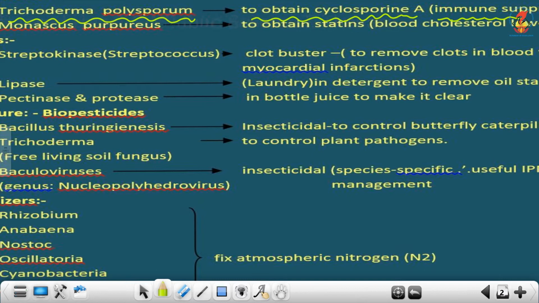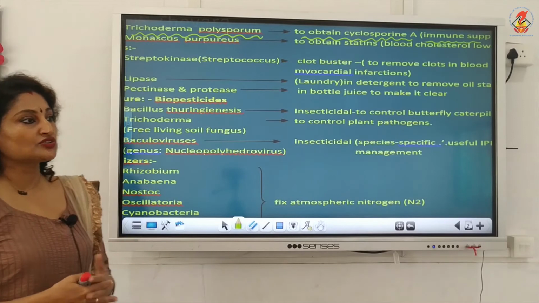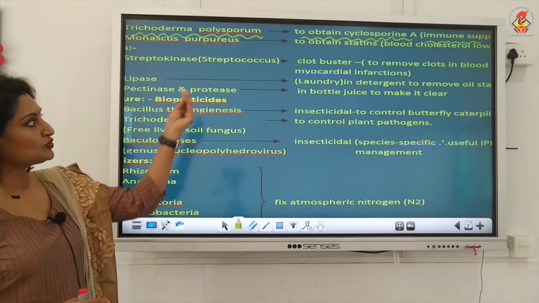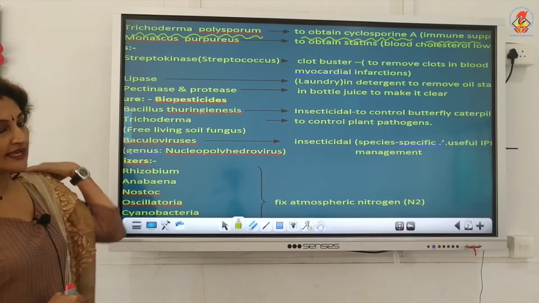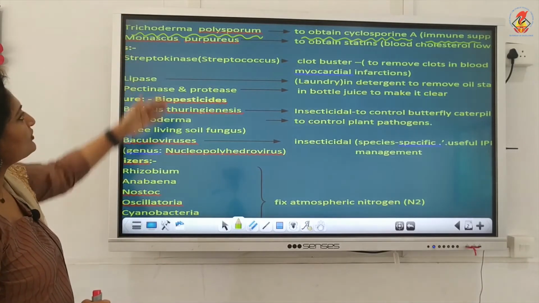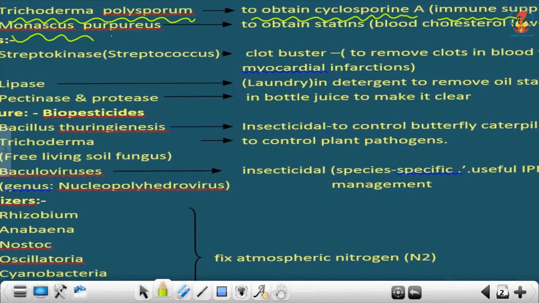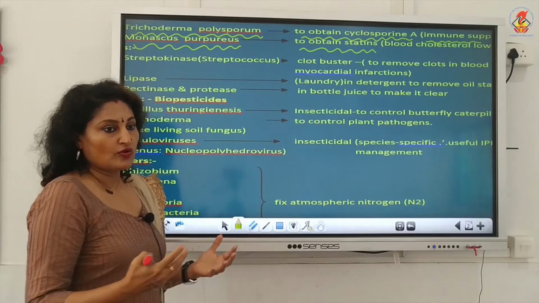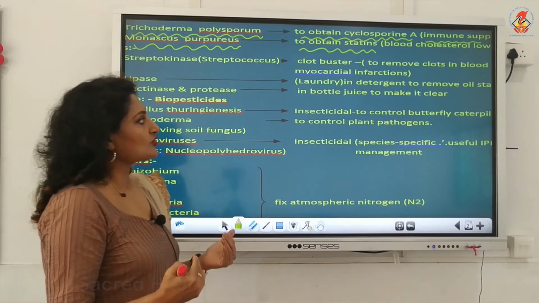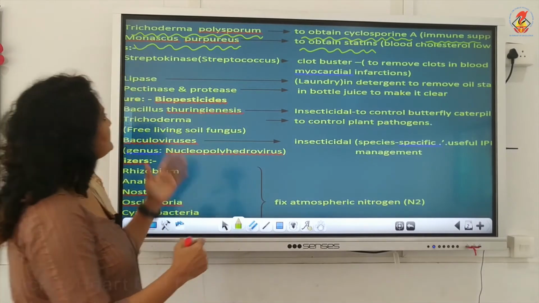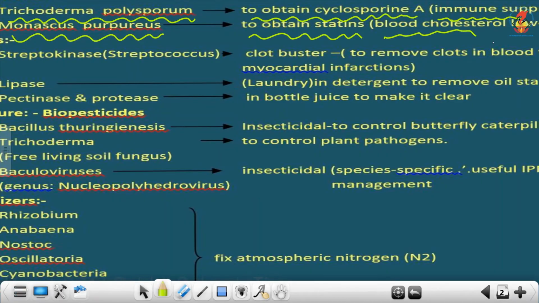When there is an organ transplant, there is a chance of rejection of the organ. So, the patient is treated with immunosuppressants, and this immunosuppressant comprises cyclosporin A, which is obtained from the microbe Trichoderma polysporum. Next, in the field of medicine, Monascus purpureus is used to obtain statins. Statins are used to lower the blood cholesterol level. You know what cholesterol is? To bring down the level of cholesterol in the blood, statins are used, and statins are obtained from Monascus purpureus.